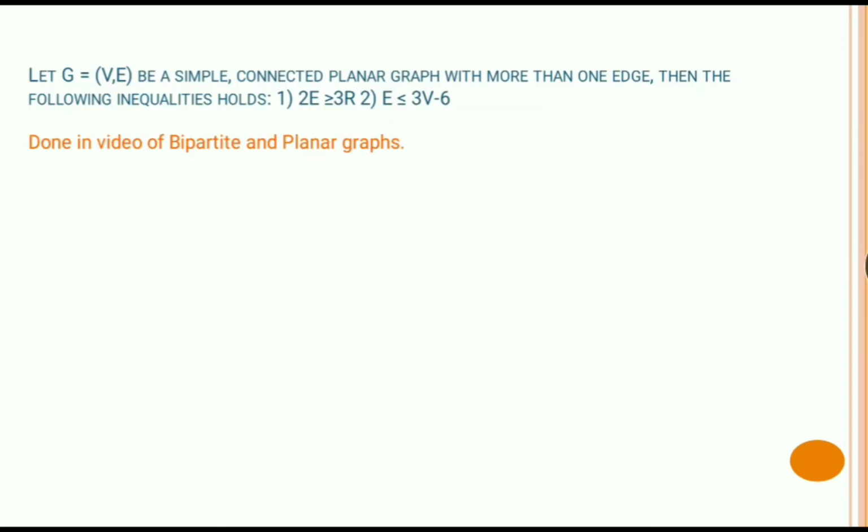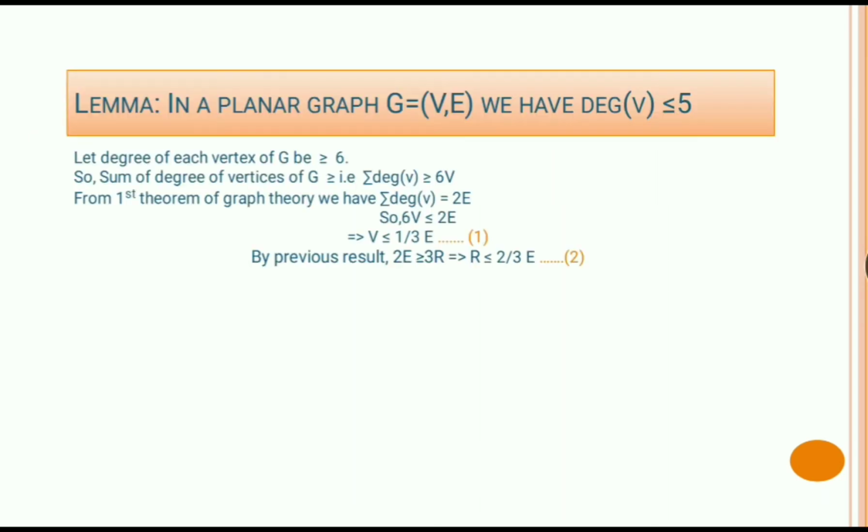Next, we'll use this result which we have proved in the video on planar graphs. We have proved this inequality in the video in which I discussed bipartite and planar graphs. You can watch that video to see the proof of this result. We'll use this inequality: if G is a simple connected planar graph with more than one edge, then the following inequality holds: 2E is greater than or equal to 3 times the number of faces or regions. So by the previous result, 2E is greater than or equal to 3R, which gives me R is less than or equal to 2 by 3 E.